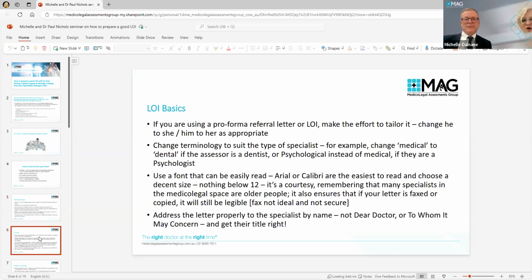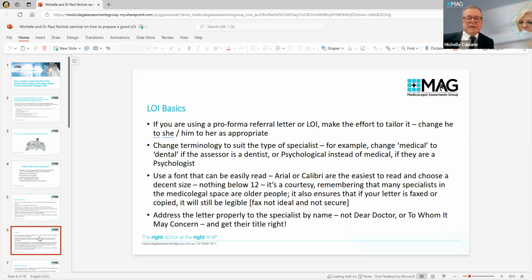Moving on. LOI basics. Well, there we are. You need to change your pro formas when you're informing both the patient and the expert witness. In your LOI, it's amazing how often it's a she when it should be a he. It just makes the expert stop and think, what is going on here? Sometimes I have to make a phone call just to make sure that the person coming is in fact a he. You change the terminology. You don't just say medical assessment. You have to say a dentist or a psych or an orthopod or a dermatologist or whatever.